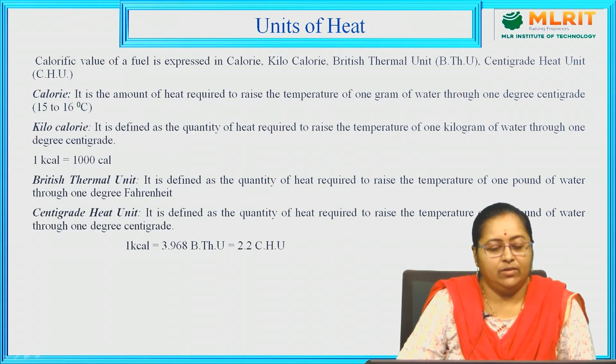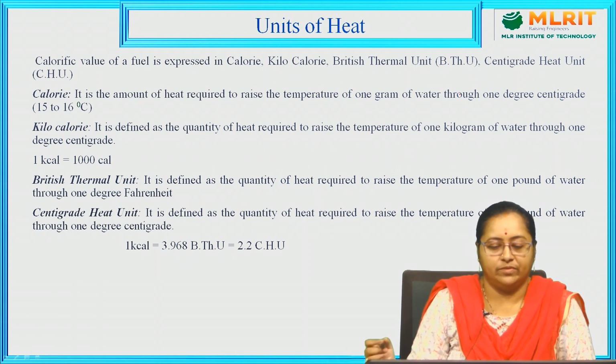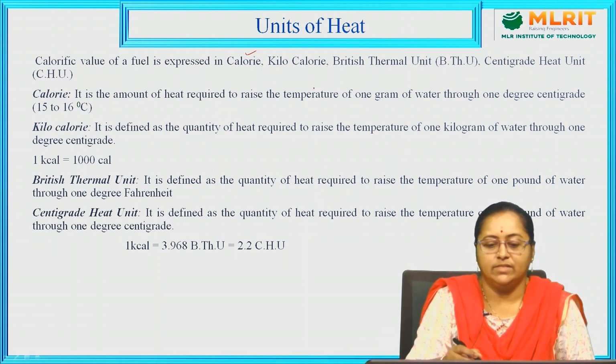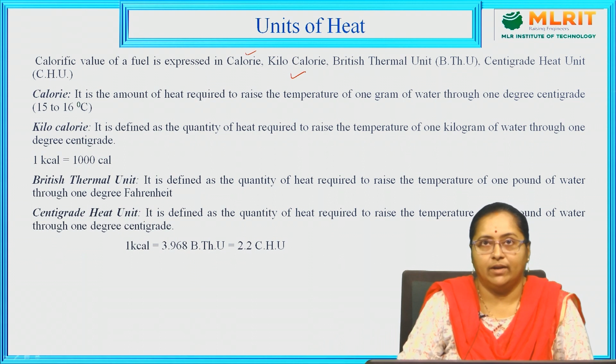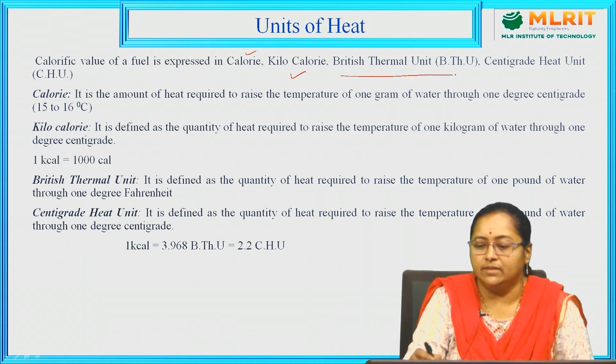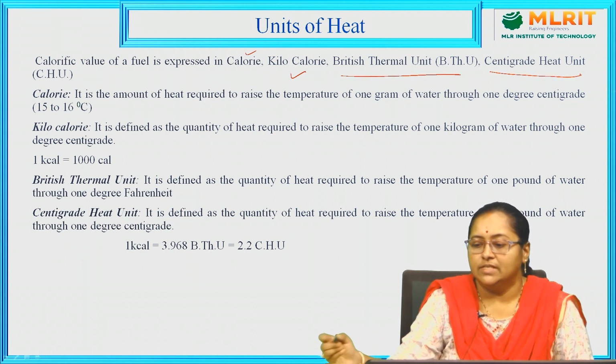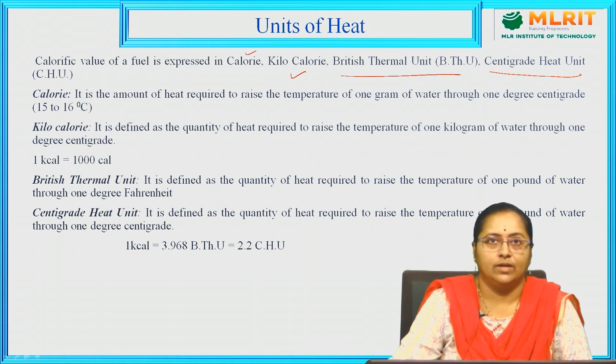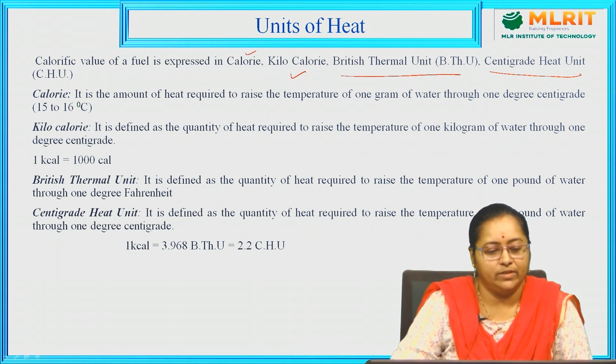The calorific value of any fuel is expressed in 4 different ways. One is in calories, the second is kilocalories, the third is British thermal units, and the fourth is centigrade heat units. So as a whole, the calorific value of any fuel sample that is supplied can be expressed in 4 different ways. That is, units of heat can be expressed in 4 different ways. So let us start with the first one, that is calorie.